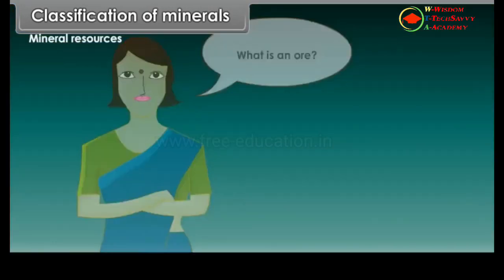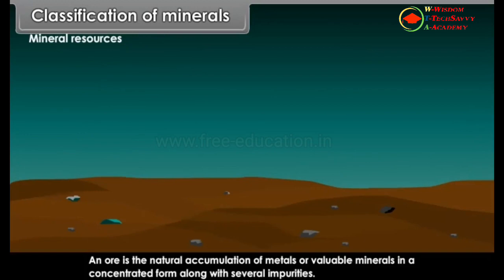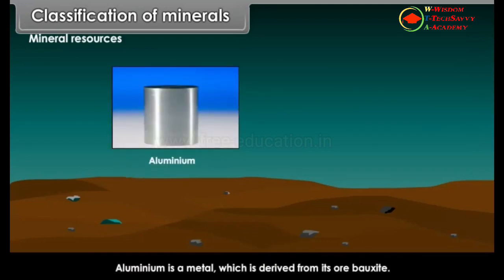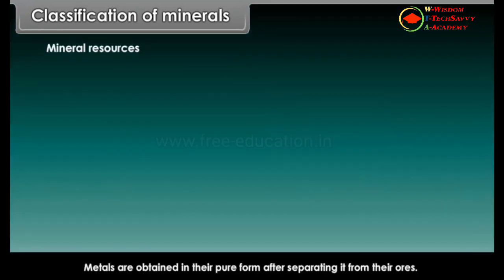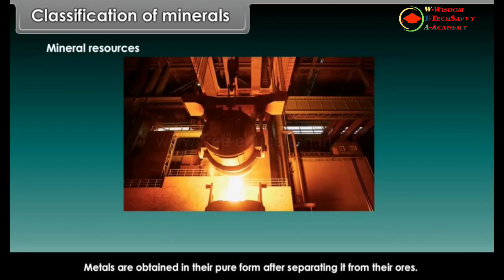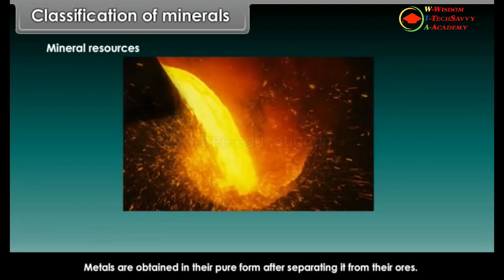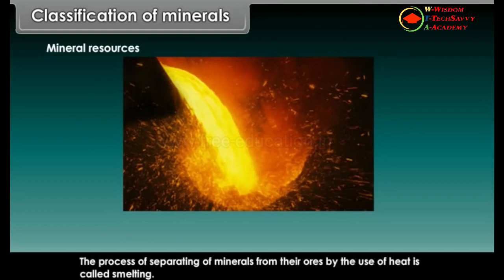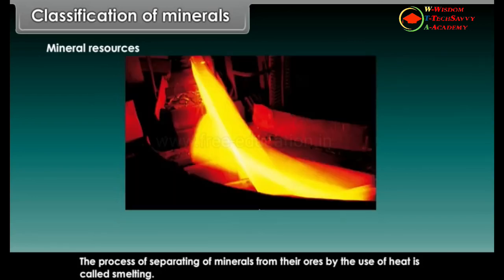What is an ore? An ore is the natural accumulation of metals or valuable minerals in a concentrated form along with several impurities. Example: aluminium is a metal which is derived from its ore, bauxite. Metals are obtained in their pure form after separating them from their ores. The process of separating minerals from their ores by the use of heat is called smelting.